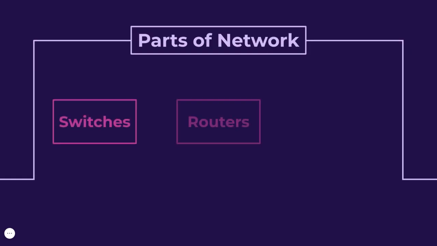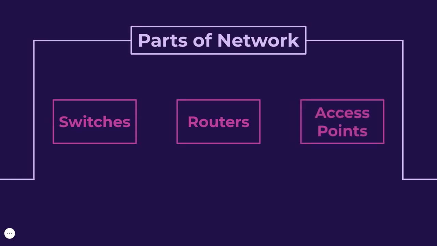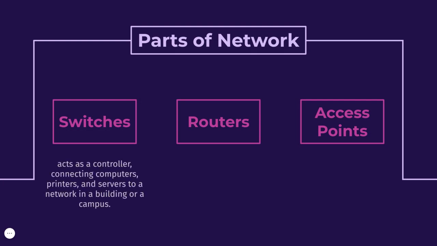Switches, routers, and wireless access points are the essential networking bases. Through them, devices connected to your network can communicate with one another and with other networks like the internet. A switch acts as a controller, connecting computers, printers, and servers to a network in a building or a campus. Switches allow devices on your network to communicate with each other as well as with other networks, creating a network of shared resources. Through information sharing and resource allocation, switches save money and increase productivity.